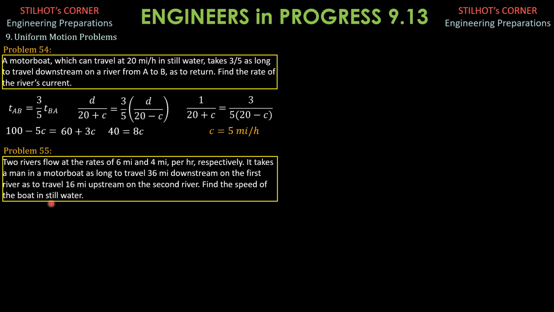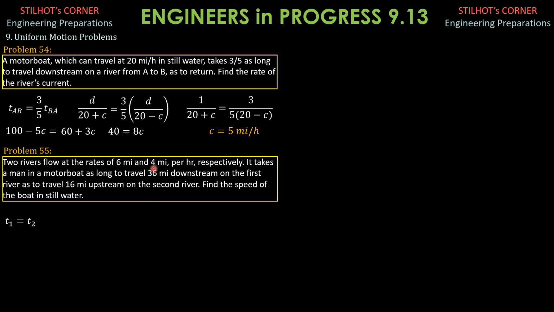So we will call the speed of the boat in still water V. So time is the same. Time in traveling downstream in the first river, river A, is equal to the same travel time in going upstream on the second river. But the distances would be different for the two. So T1 equals T2.